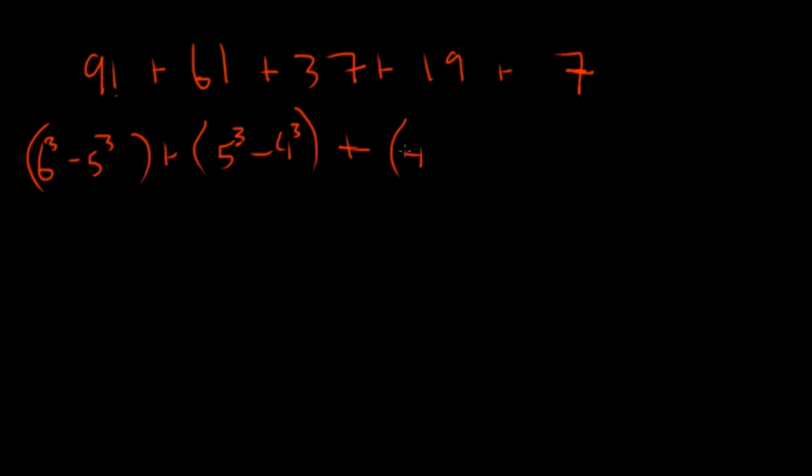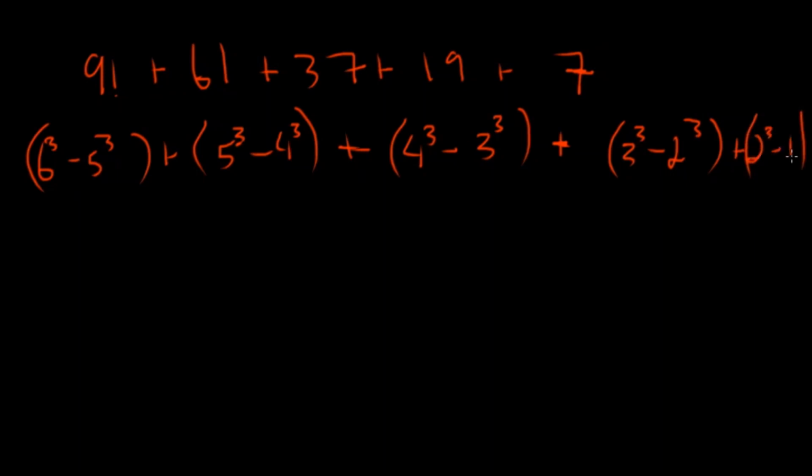37 is the difference between 4 cubed, 64, and 3 cubed, 27. 19 is the difference between 3 cubed and 2 cubed, 27 and 8. And 7 is the difference between 2 cubed, 8, minus 1 cubed, 1. Cool. All right, so these are equal.